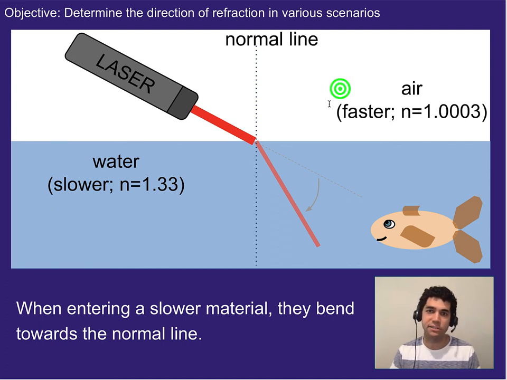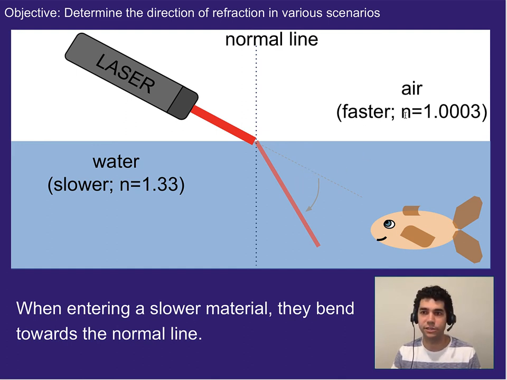So here, air is the faster material and water is the slower material. If we imagine, that would mean that this left-hand side right here would get anchored first, and so it would bend towards the normal line from where it originally was shining. And this is why things look a little weird underwater, or why they look a little bit different.